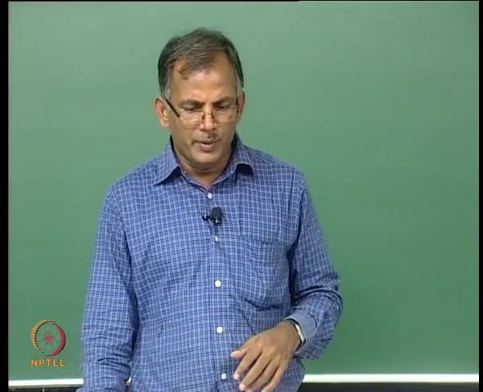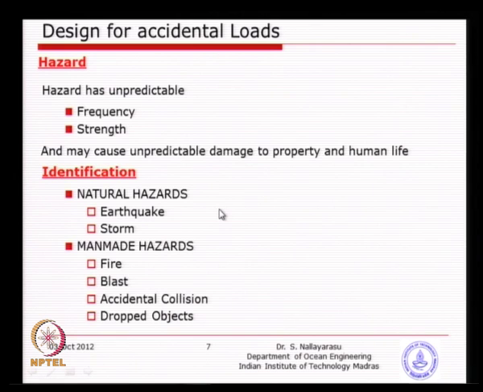Among the hazards, the natural hazards are very easy to identify so far. Earthquake, storm. Storm includes all the propagation of sea conditions. It could be a cyclonic storm, or a seasonal storm, or tsunami-induced wave motion. So, all related to the ocean conditions.